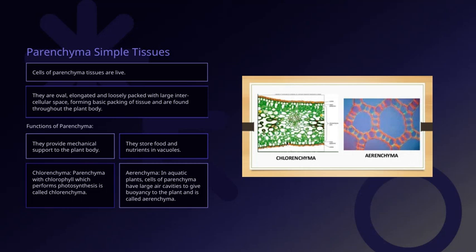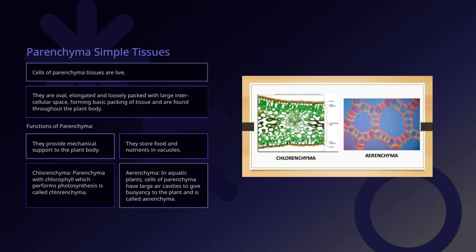Now, let's take a closer look at the cells of parenchyma tissues. These cells are actually alive, which is an important feature. They tend to be oval or elongated in shape and are loosely packed, leaving large intercellular spaces between them. This loose arrangement forms the basic packing of the tissue and allows for things like gas exchange and storage. You'll find these tissues throughout the entire plant body, making them quite vital.